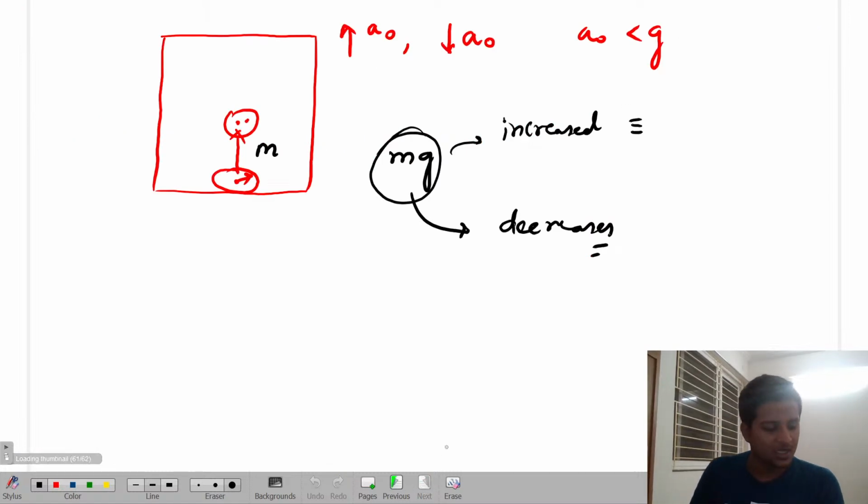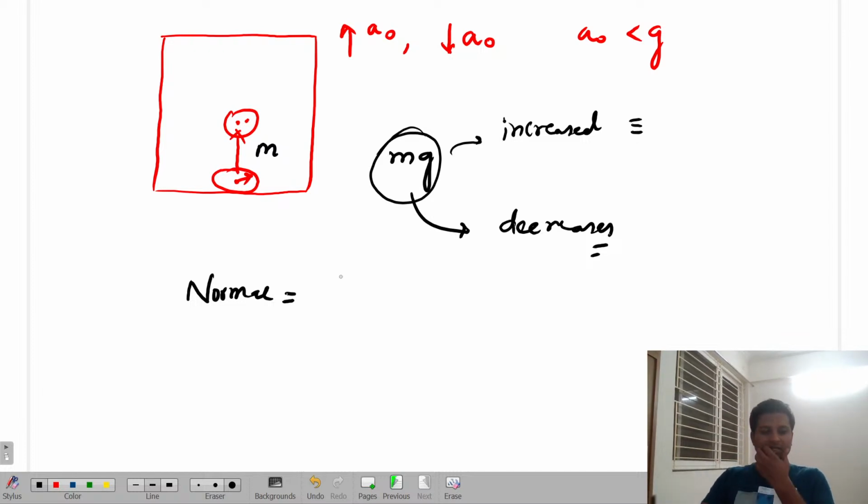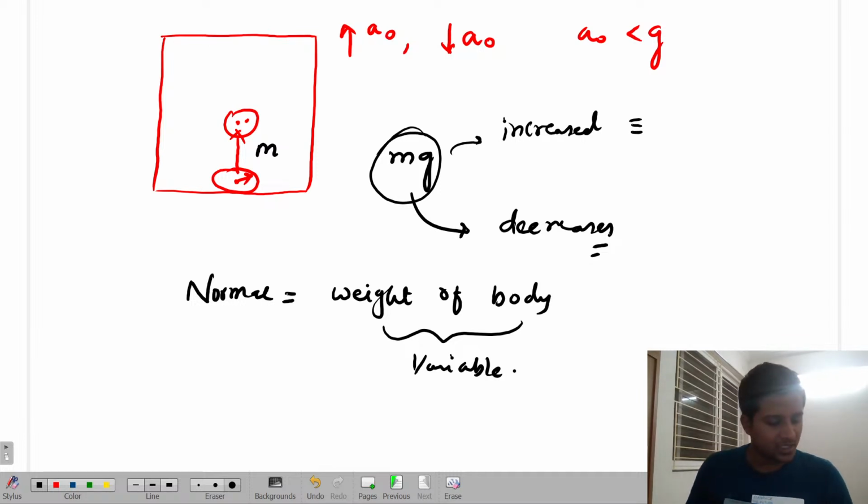Are you able to get me? So nothing. Normal is nothing. Normal is a nothing force, but normal is something which is providing us a clear idea of the weight of the body. And as you know, the weight of the body is a variable quantity. So whenever you are measuring your weight, you are actually measuring your normal, not the weight.